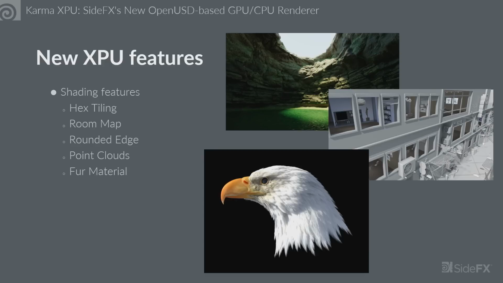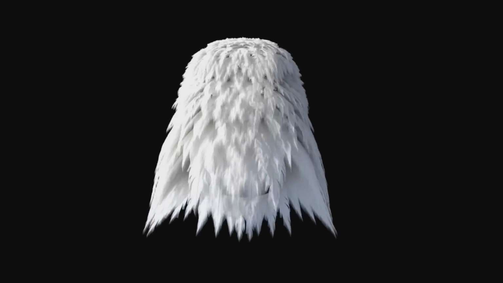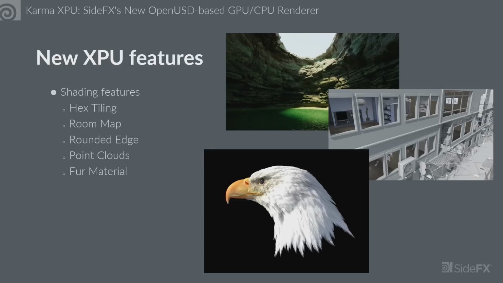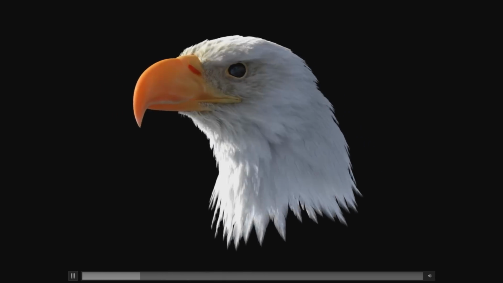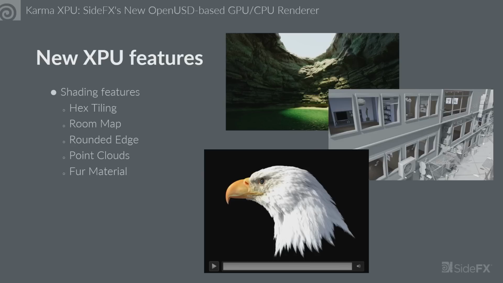We also have a new fur material, which extends the existing hair material to handle physically correct fur. So that includes things like the medulla, which is like a small cylindrical structure within the hair strand itself. People are doing cool things with the fur material, such as this eagle. The fur BSDF is used for the barbs on the feathers. Huh. Let's play that again. Cool.